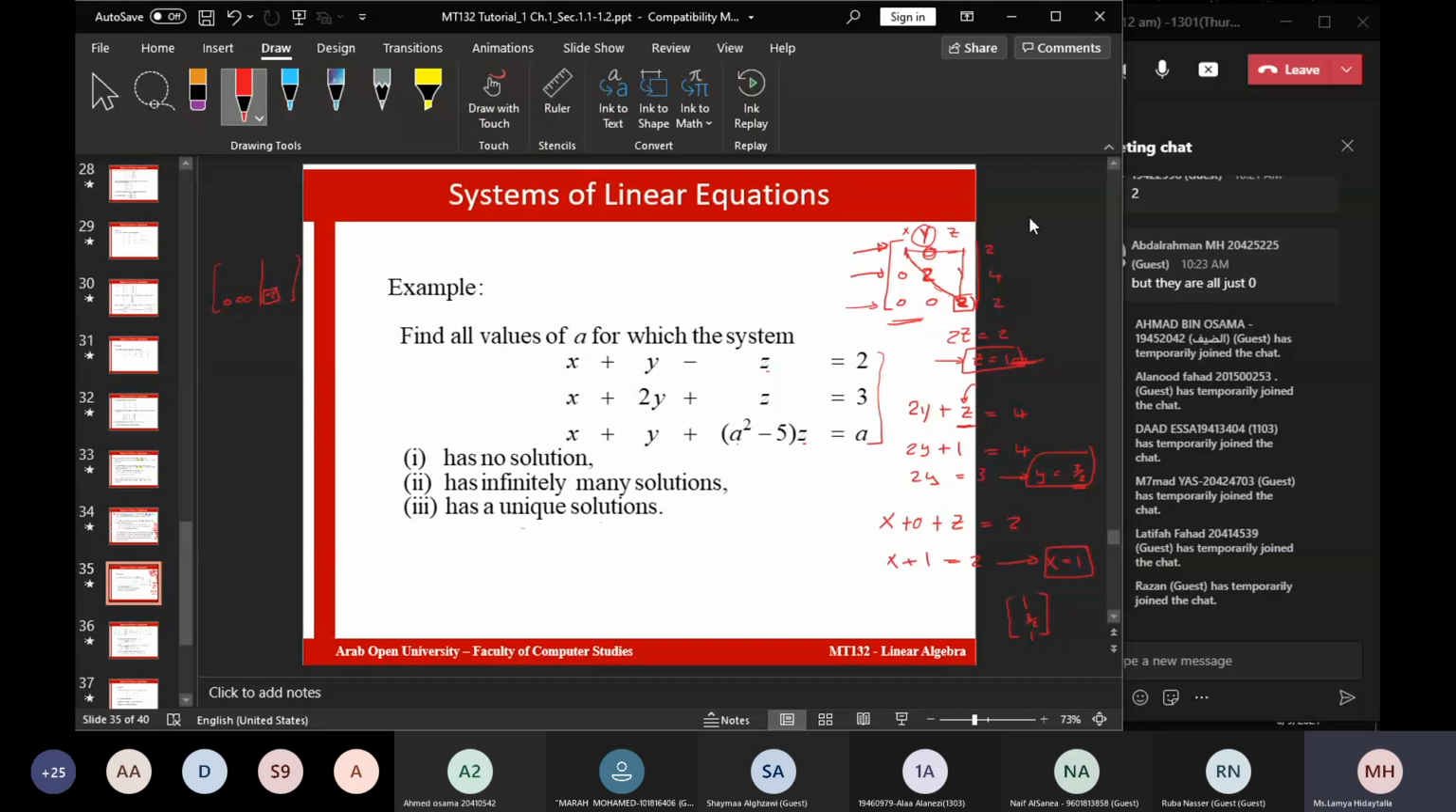So if I can reduce the system to upper triangular form, that is quite enough to solve. Unless the question says reduce it to echelon form, or I need it in part B or C. In that case, from part A I immediately reach the reduced echelon form and then solve. Okay?